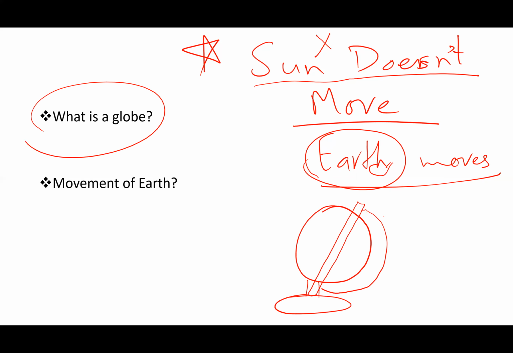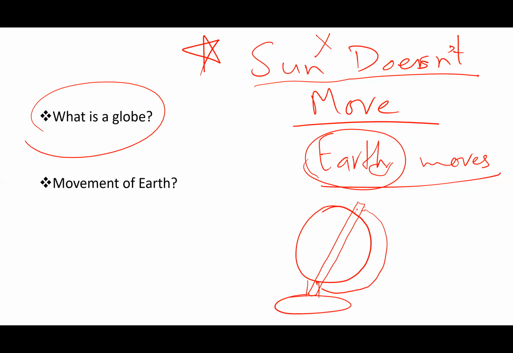And it's a very informative thing. A globe is a model of the earth, and it's shaped like a ball, and it has a stick passing through it from the North Pole to the South Pole. And when you see the globe, you can see its North Pole and the South Pole very easily. And by seeing it, you can easily define the rotation and the revolution of the earth.